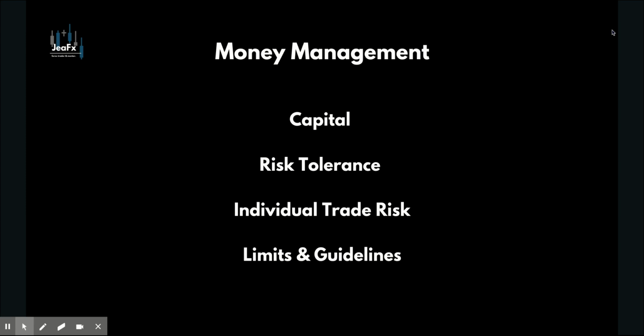Limits and guidelines are going to be at the core of your trading plan as well. Limits and guidelines refer to the amount of money that you will be able to lose before making a trade cutoff for that session. So if you lose X amount, you will cut off your trading until next week or next month or so on. So let's talk about these different money management aspects then.